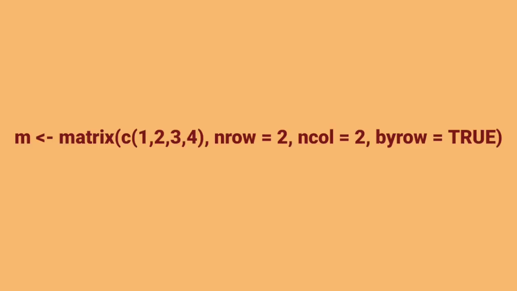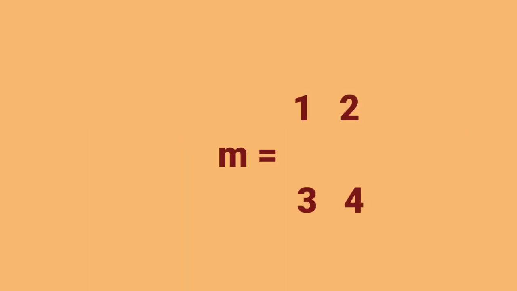Say for example, we want to create a matrix M with 4 elements and we want to keep the order of the elements according to row. We can create that with the help of the matrix function by passing a vector of 4 elements, defining 2 rows and 2 columns, and keeping byrow as TRUE. After running the syntax, this type of matrix we can get in R.